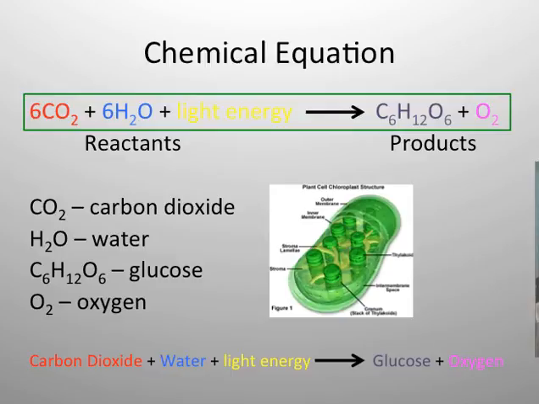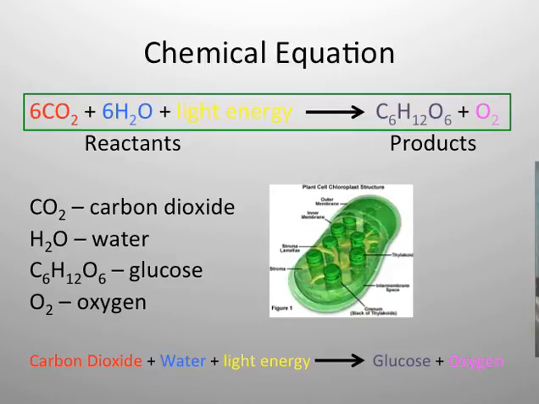It's 6CO2 plus 6H2O plus light energy will give us C6H12O6 plus O2. Specifically, here's your little key right here. Carbon dioxide plus water plus energy from the sun will give us glucose and oxygen. So we have three reactants, which is always on the left side of the equation, and we have two products.